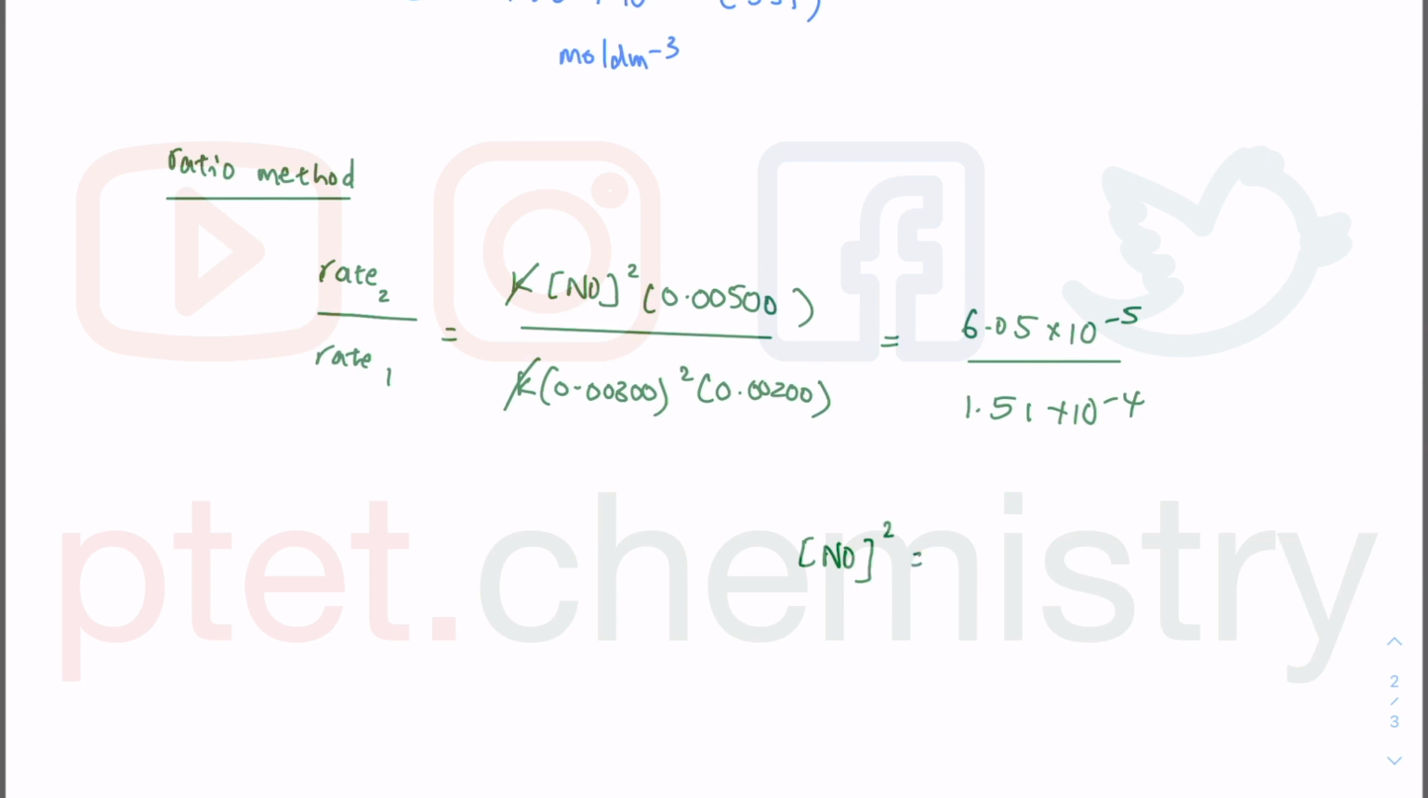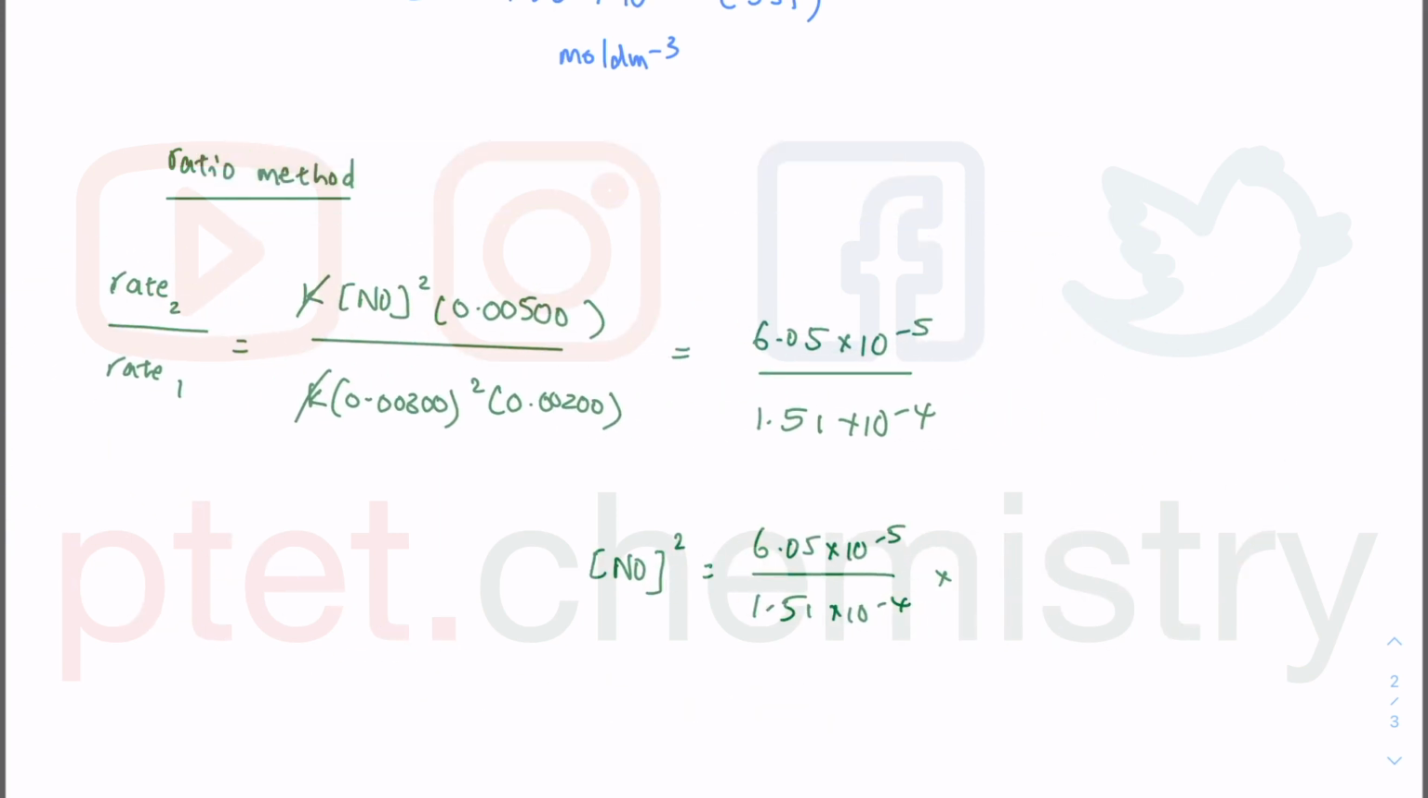So NO square is going to be 6.05 times 10 to the, basically it's the same thing on the other side, and you're just doing a big rearrangement exercise. Yeah, it's just a bit tedious really, but once you set it up, at least you skip the step of finding or using the rate constant, but it's really a matter of preference.